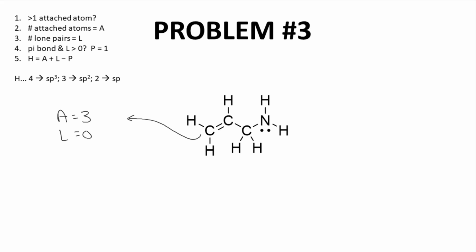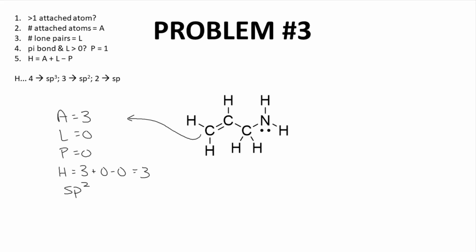And furthermore, it doesn't have any lone pairs. So it's not attached to a pi bond, has no lone pairs, so P equals 0. We're going to have to make this distinction in later questions. So it's good to be aware that it's not just pi bond, it's a particular relationship. Okay, let's calculate H. H is A, that's 3, plus L, 0, minus 0 equals 3. Okay, we got a different number here. So if we have 3 hybrids, it's sp2 hybridized.